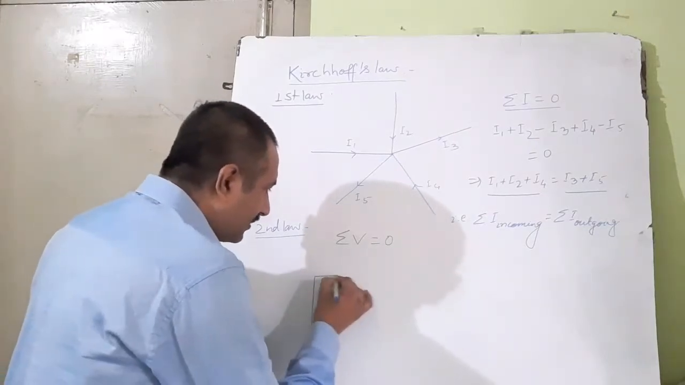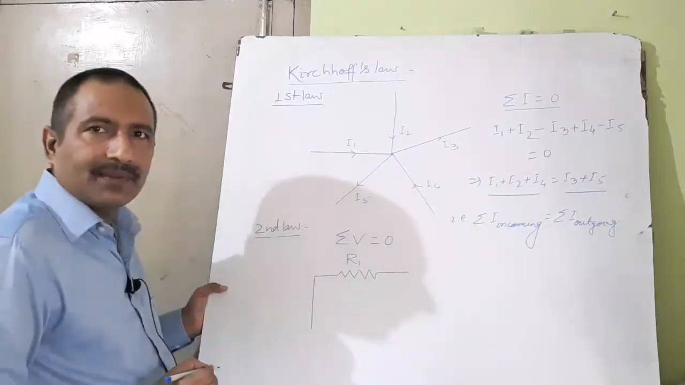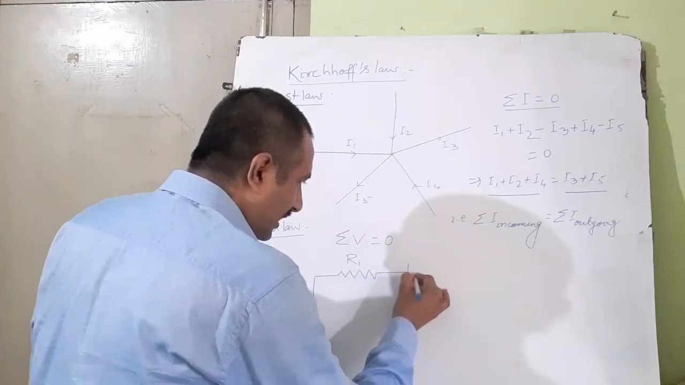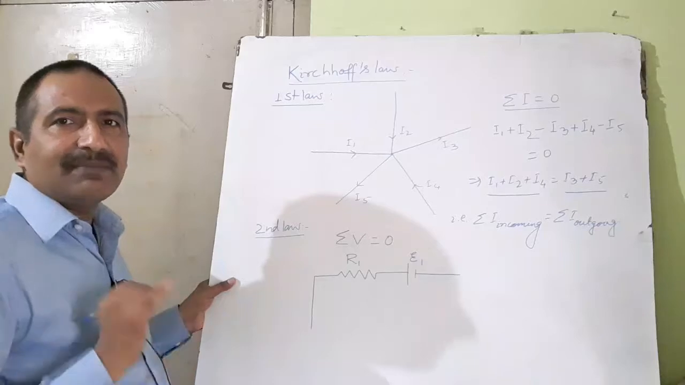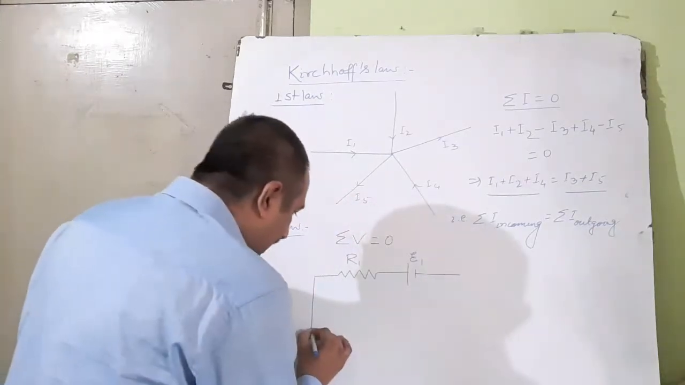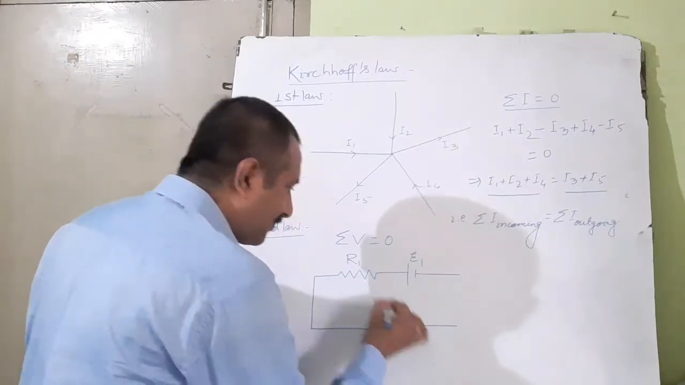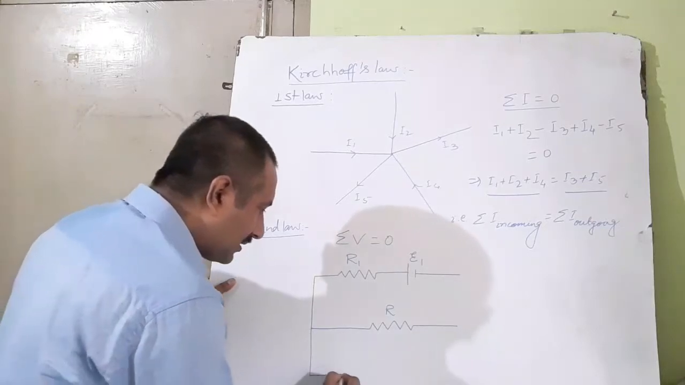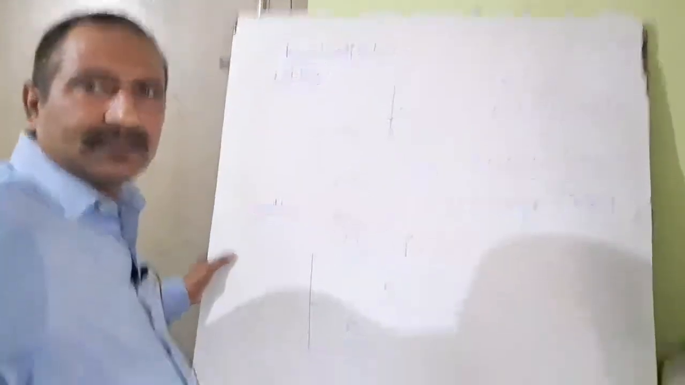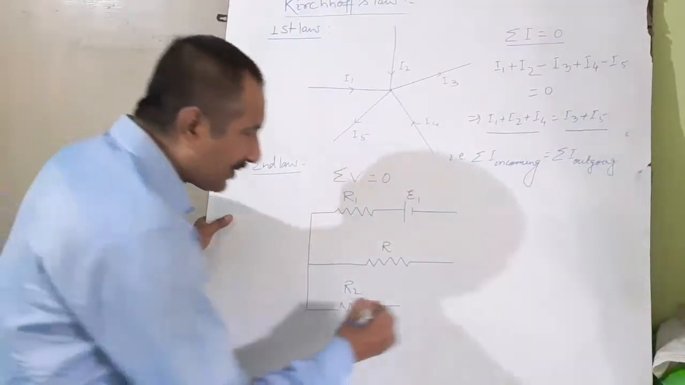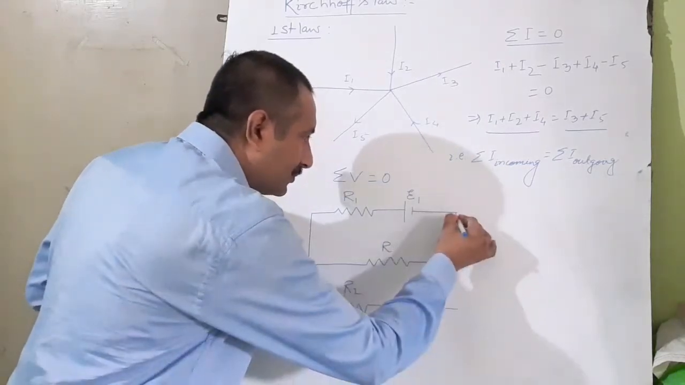Suppose here is a resistance R1. Here is a cell with EMF E1 and negligible internal resistance. Here is another resistor, suppose R, and here is a third resistor with resistance R2, and a cell of EMF E2.